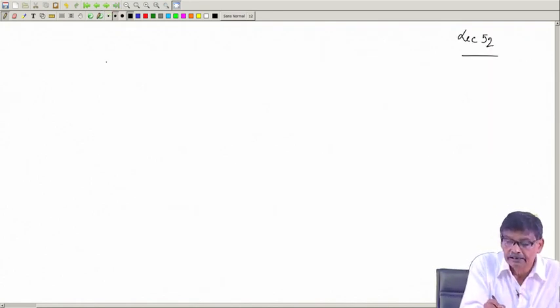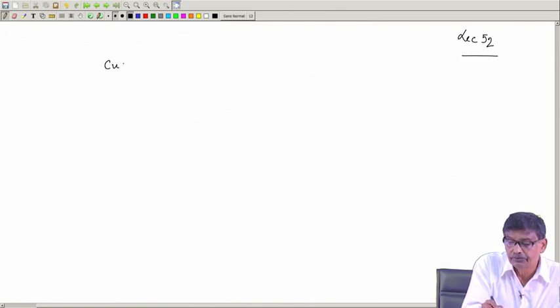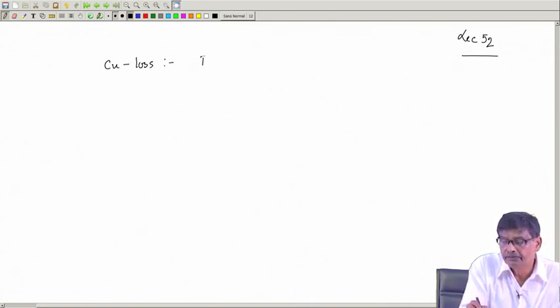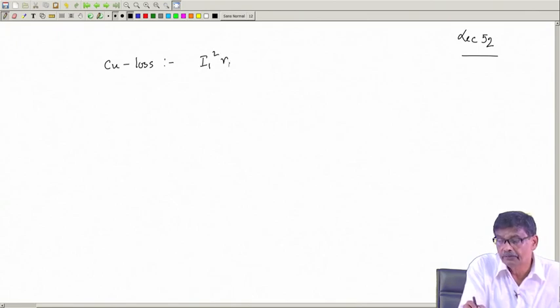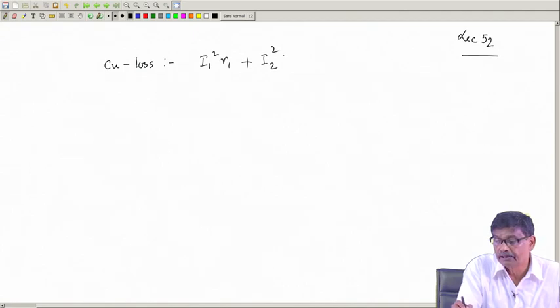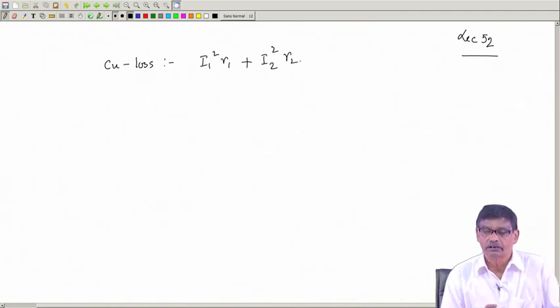See, the total copper loss, just to show, total copper loss is equal to I 1 square into R 1, primary copper loss, plus I 2 square into R 2. This is the total copper loss.